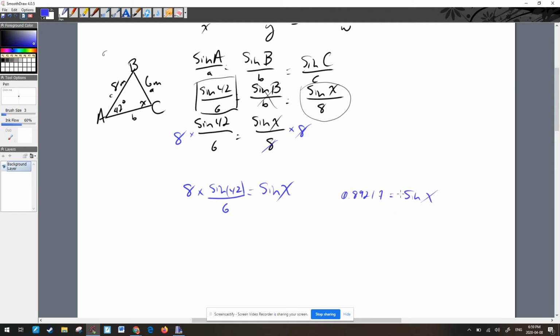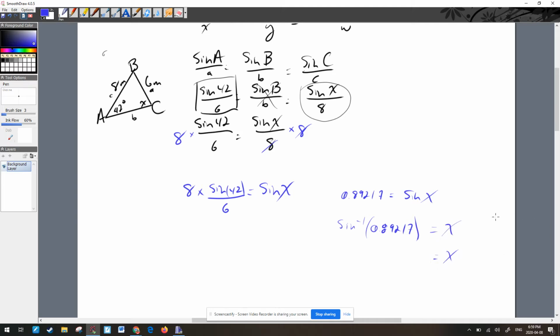And then we can say, well, I don't want the sine of x, I want x. We talked about what's the opposite operation of sine, and it's sine inverse. So I can really sine inverse both sides, and I could write that out. Where I just know it's going to be the sine inverse of 0.89217 is equal to x.